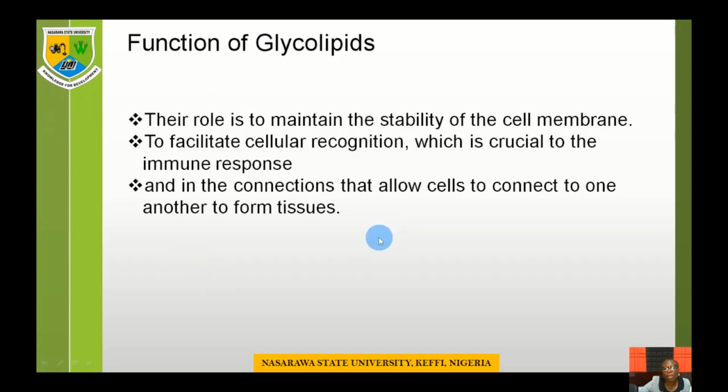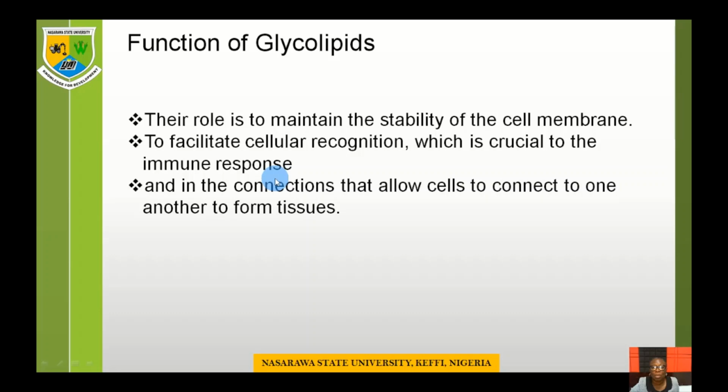The function of glycolipids, number one, is that they maintain the stability of the cell membrane. They join with the lipids on the cell membrane, and they provide stability of the cell membrane.